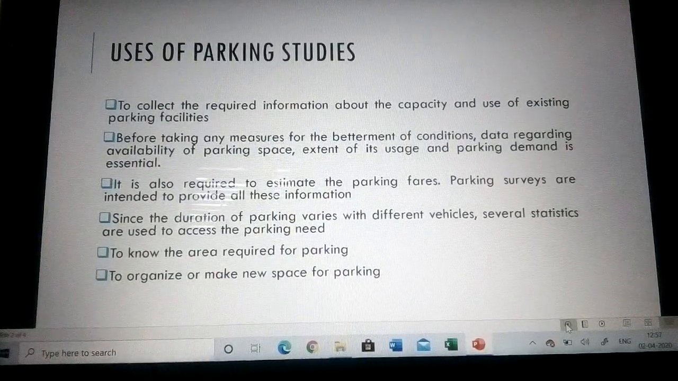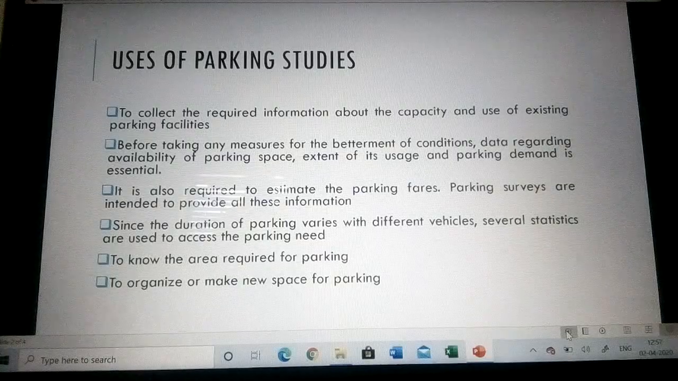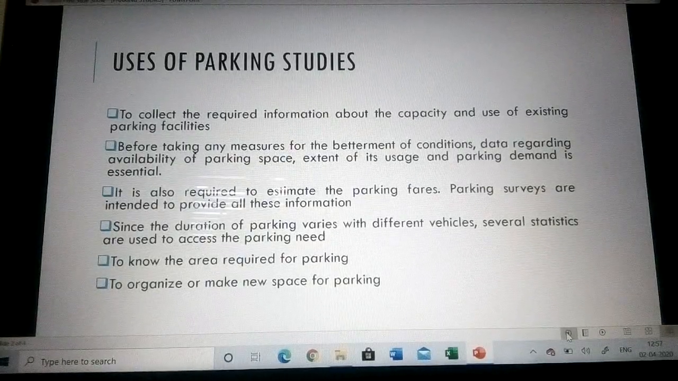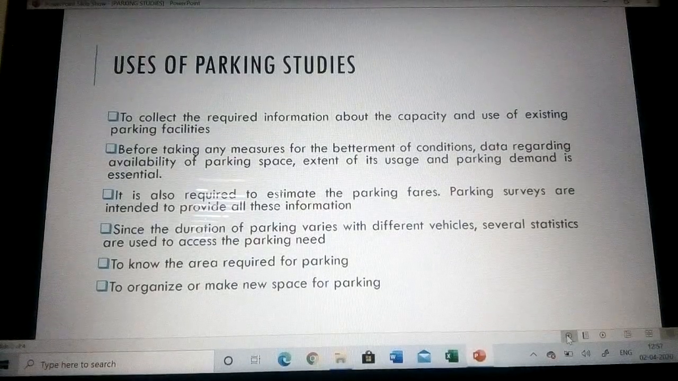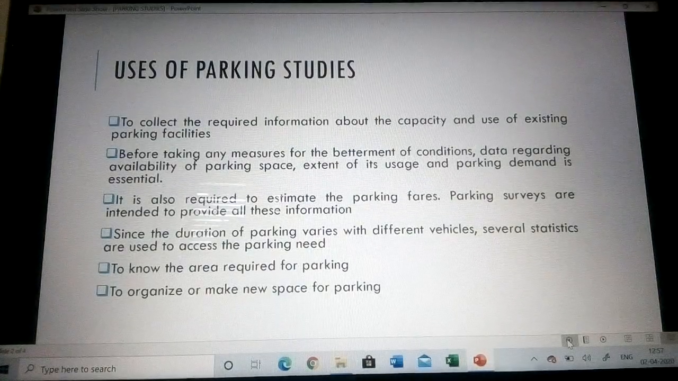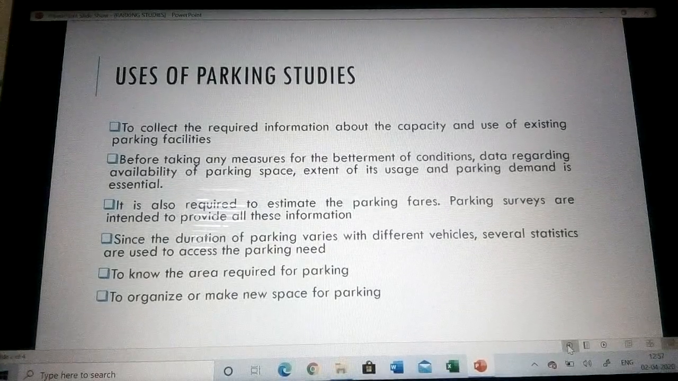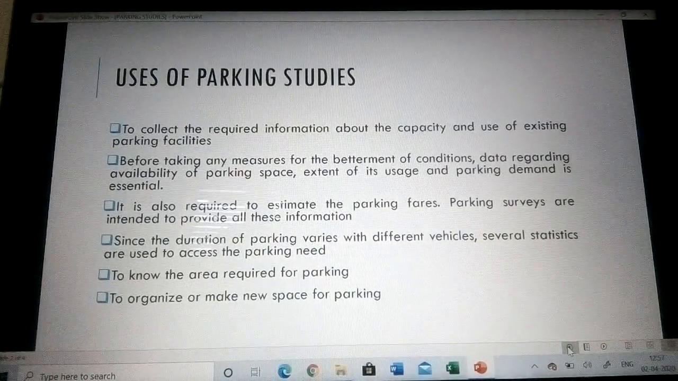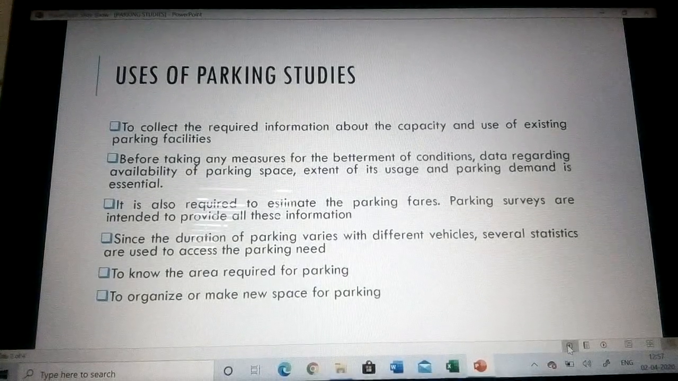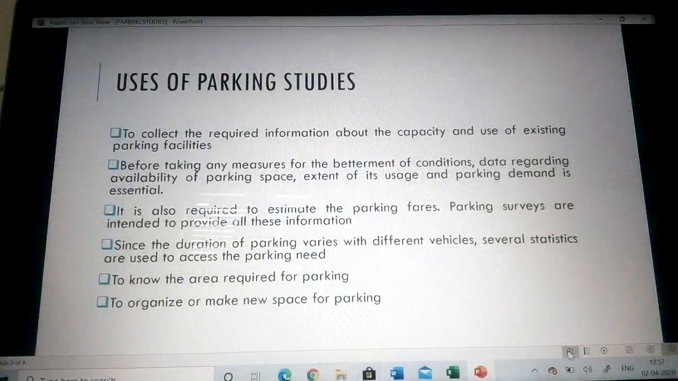First is to collect the required information about the capacity and use of existing parking facilities. Now, before taking any measures for the betterment of conditions, data regarding availability of parking space, extent of its usage, and parking demand is essential. Parking demand is a very important category of parking design, maintenance and layout, which we get an idea of from parking studies only. Third, it is also required to estimate the parking fares. Now parking surveys are intended to provide all this information.